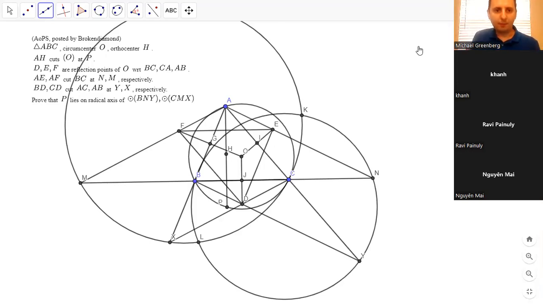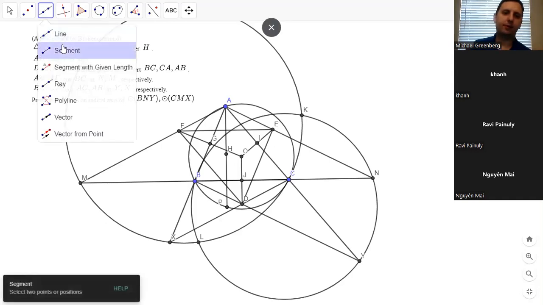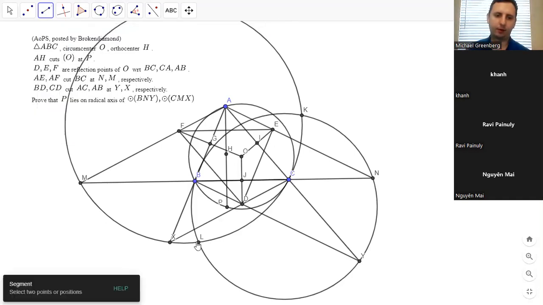All right, I am back. We have BNY, CMX. So yeah, the most obvious thing is to show that P has the same power with respect to both circles.